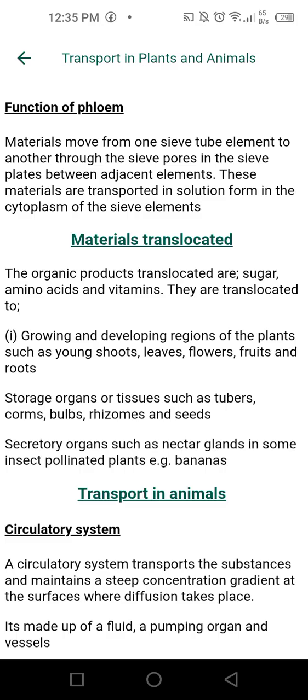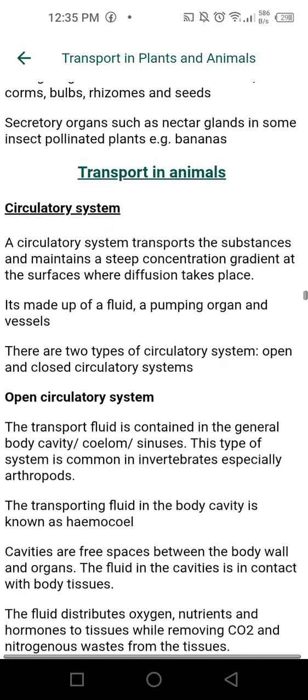They are translocated to growing and developing regions of the plants, such as young shoots, leaves, flowers, fruits, and roots. Storage organs or tissues such as tubers, corms, bulbs, rhizomes, and seeds. Secretory organs such as nectar glands in some insect-pollinated plants, e.g., bananas.